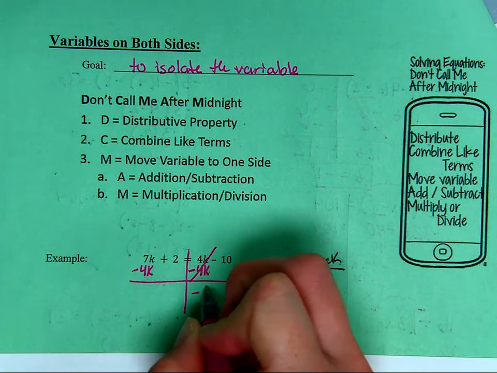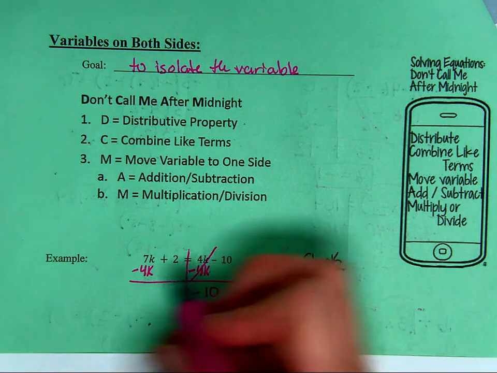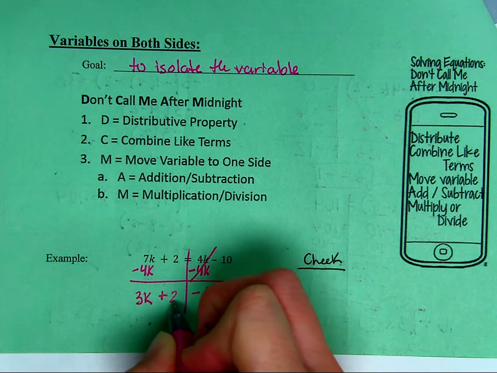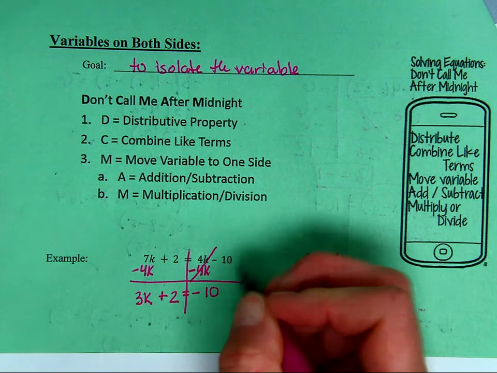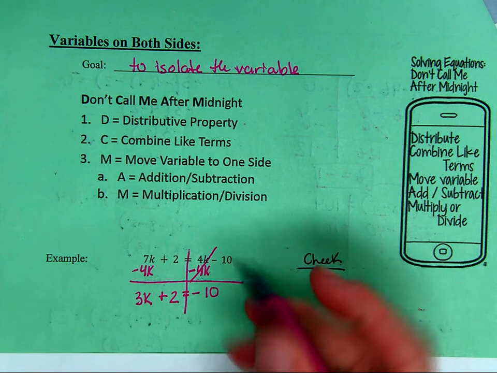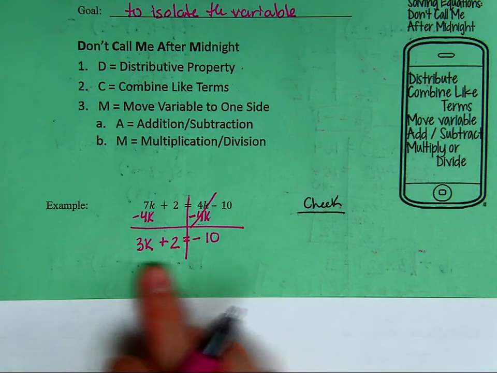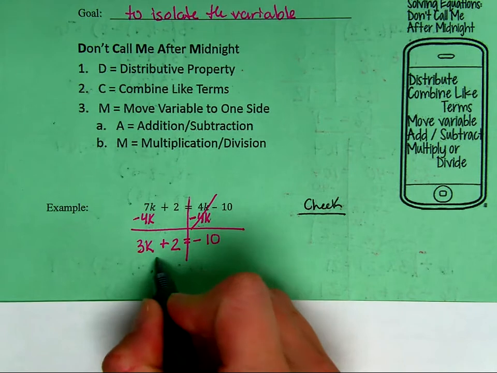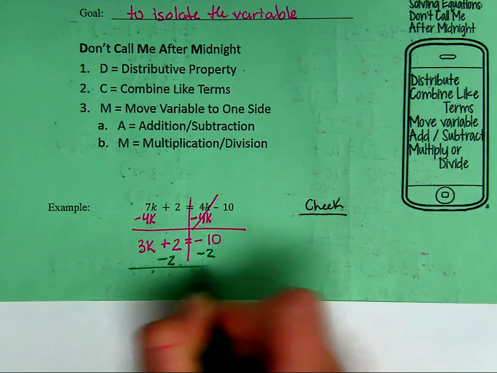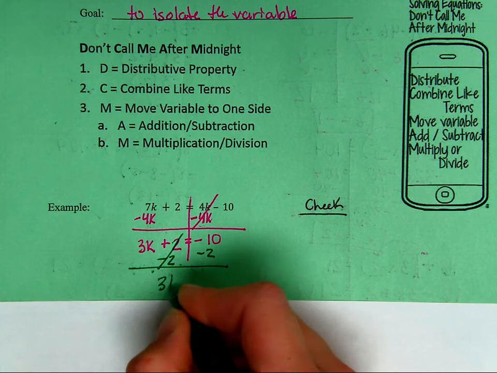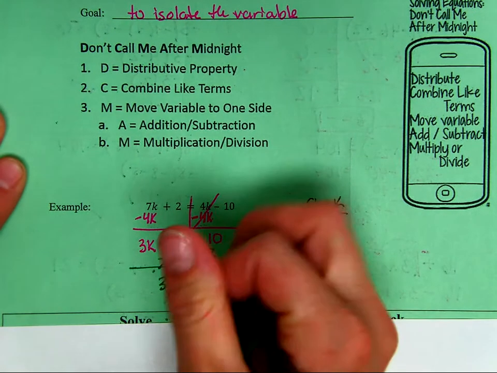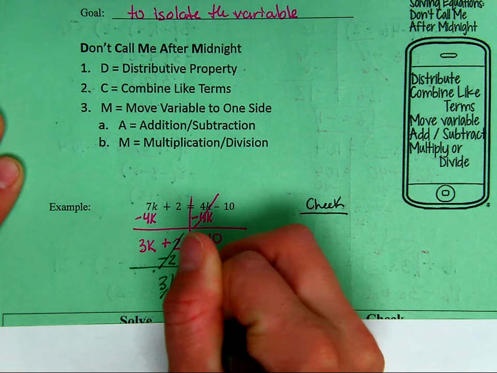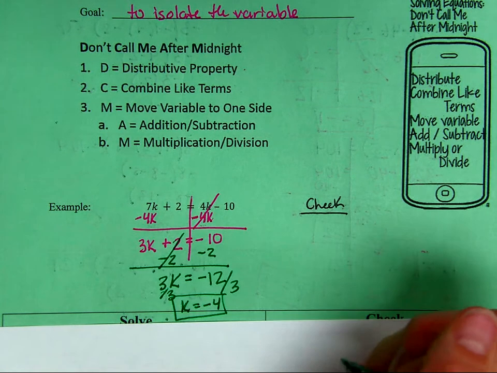And I have negative 10. Realize that's a negative 10. Okay. 7 minus 4, this becomes 3K, and I just bring down my plus 2. Okay, it's really important to kind of keep everything aligned here. So now this should look just like a 2-step. So add or subtract, so in this case I need to subtract to get rid of that 2. That makes 0. 3K is equal to negative 12. Divide by 3 to cancel that 3. We get K is equal to negative 4.